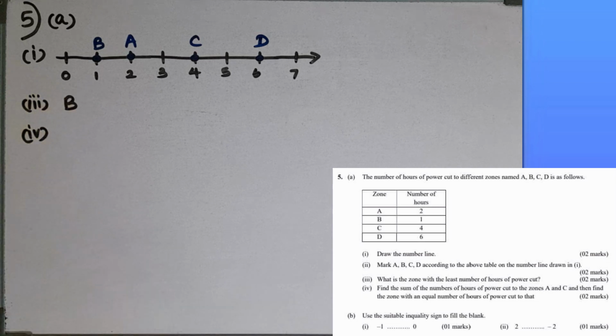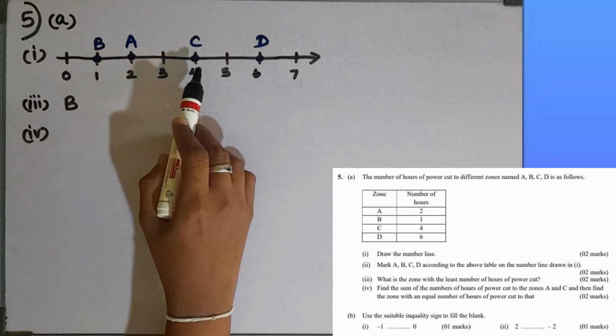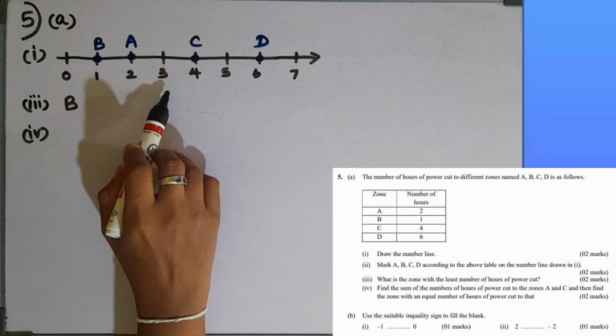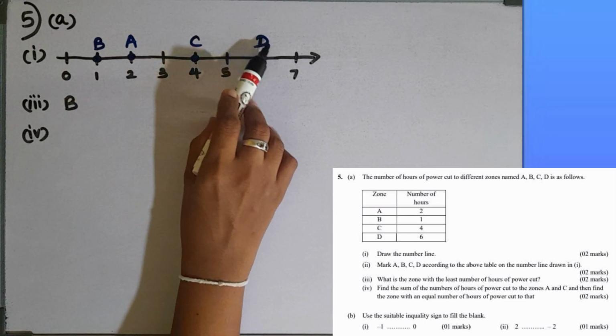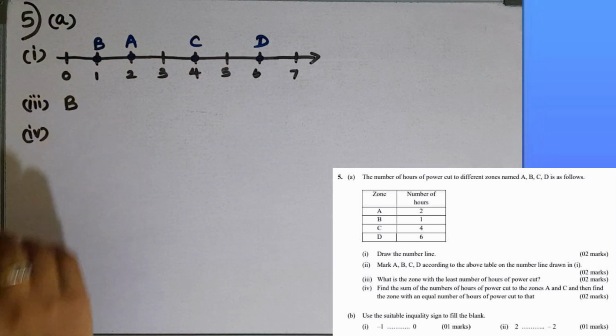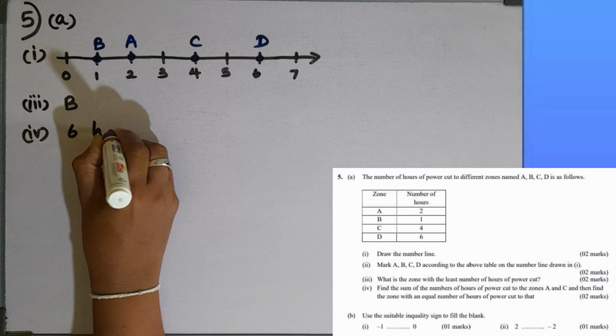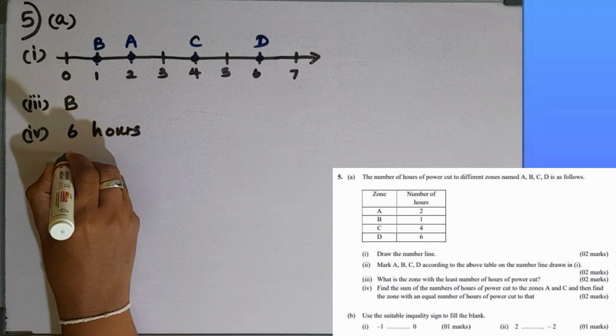So part 4 here. Find the sum of the numbers of hours of the power cut to the zones A and C. And then find the zone with an equal number of hours of power cut to that. In A and C, A is with 2 hours, C 4 hours, then the addition is 6 hours. That goes to the number of hours in D. So, the addition is 6 hours, then that is equal to D zone.